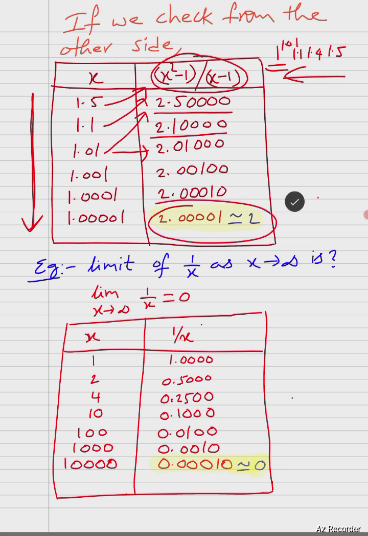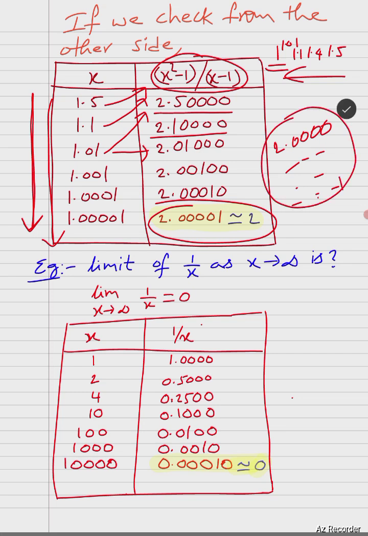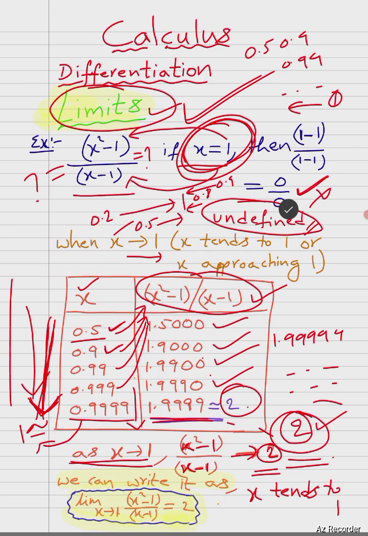2.00001. So if I keep on doing this process, what will I get? I will get 2.000000000 something 1. So this value is almost equal to 2. So again what we can confirm: if we approach x value to 1, then from this side also we got the limit as 2. In the previous case, from the other side also we got the limit as 2.